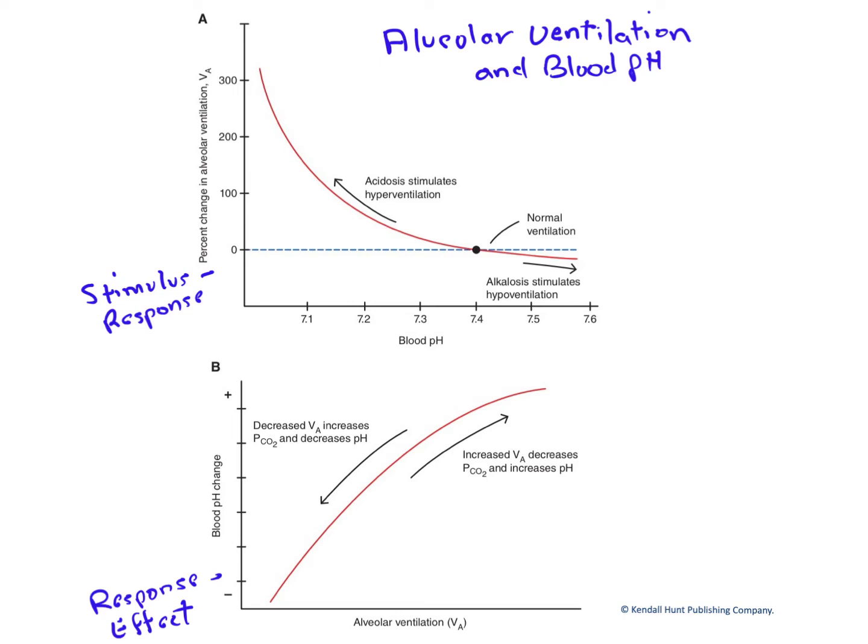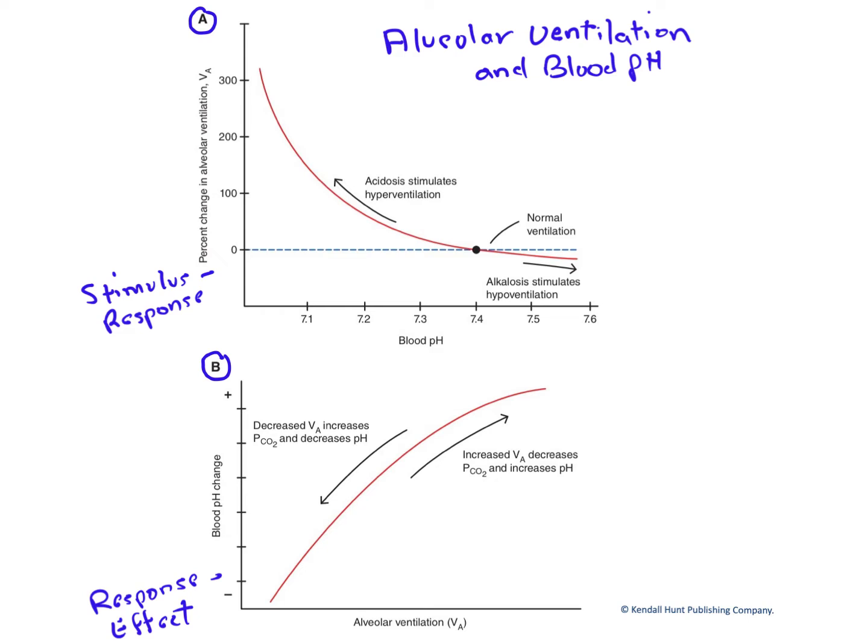The graph shown in this figure illustrates how the respiratory system helps to control blood pH. We have two graphs to look at. Graph A, I'm going to refer to as the stimulus response graph. It shows how the respiratory system responds to a perturbation in arterial blood pH. And then graph B, we'll call a response effect graph. That is, what does that alteration in alveolar ventilation do as far as manifesting a change in the pH of the blood? Let's go to graph A first.